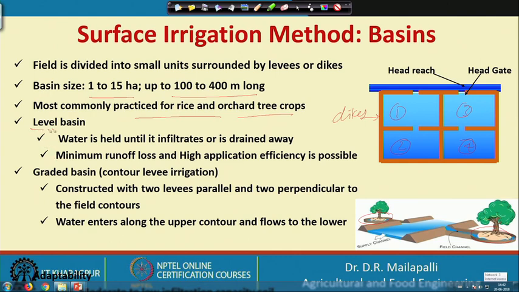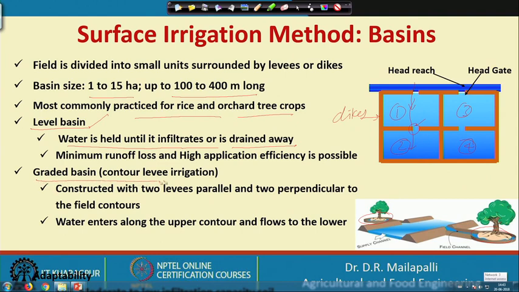And then there are also different classifications, like the level basin, which has almost 0 slope and is leveled, and water is held until it infiltrates or is drained away. Once the water has entered through this, this initially will be closed. Once the water has completely infiltrated, this will be opened, and then the water will enter the second basin. So, it is irrigated basin to basin.